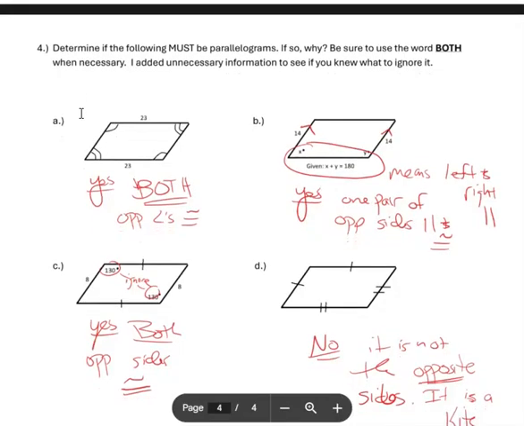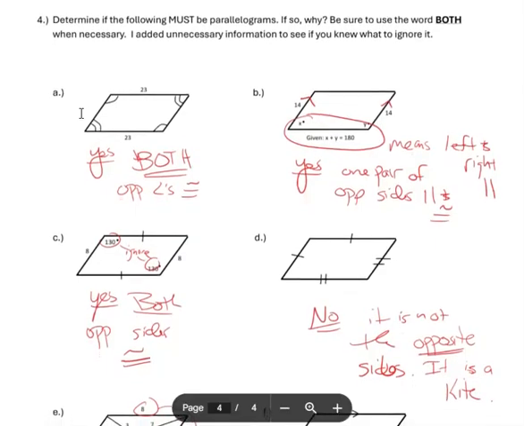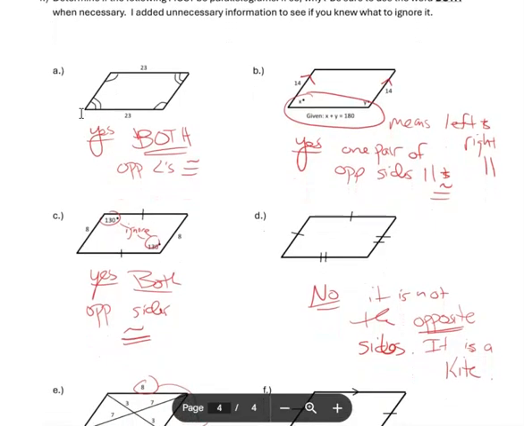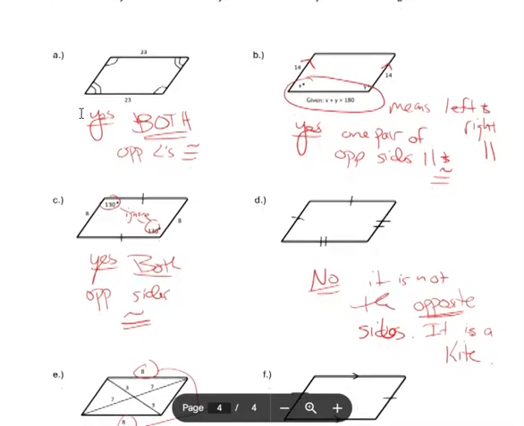And next, determine if the following have to be parallelograms. If so, why? Be sure to use the word both when necessary. I added unnecessary information to see if you knew what to ignore. So the first one, the thing that helps you is both opposite angles are congruent. It only has one pair of opposite sides that are congruent, so that's not going to work. The next one says that x and y add to be 180. Since those are supplementary, the left and right have to be parallel. They're also congruent. So it is a parallelogram because one pair of opposite sides is both parallel and congruent.